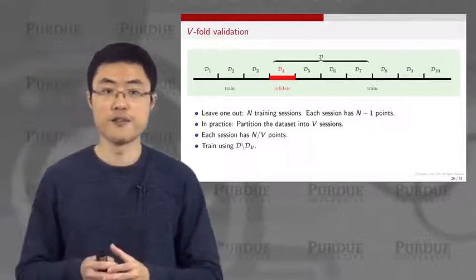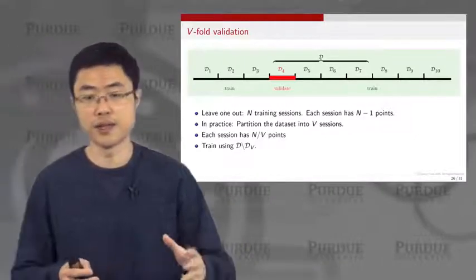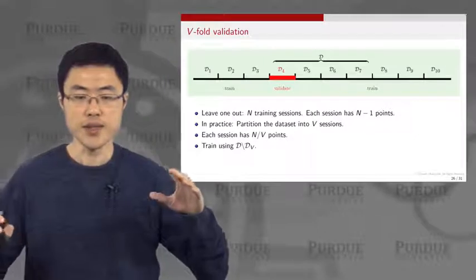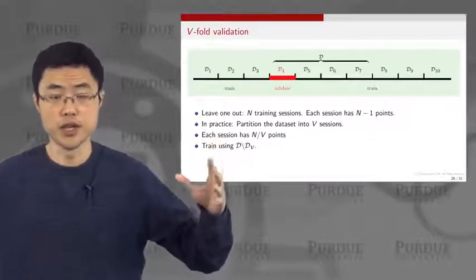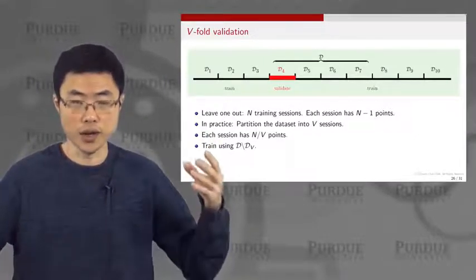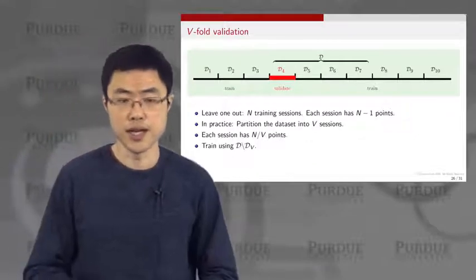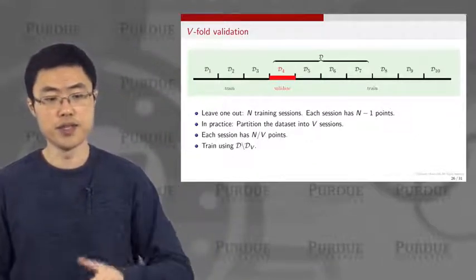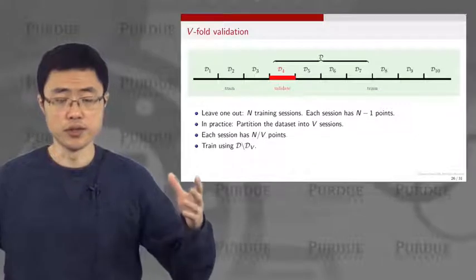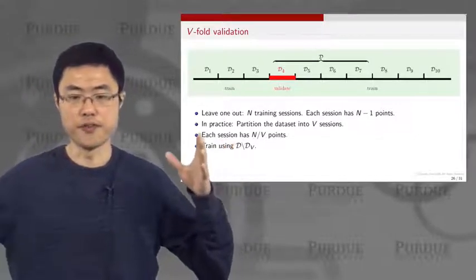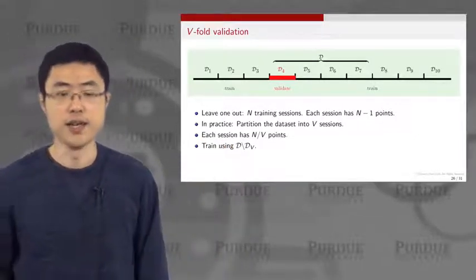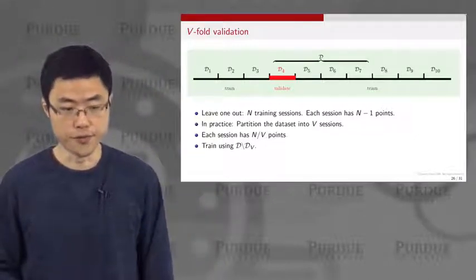The benefit of doing a V-fold validation compared to leave one out is that if your training data set is really, really large, then leave one out will take you a long time to compute the actual error. But if you use this V-fold validation, you just need to worry about a finite set of validation sets. So that would be a lot more computationally efficient.